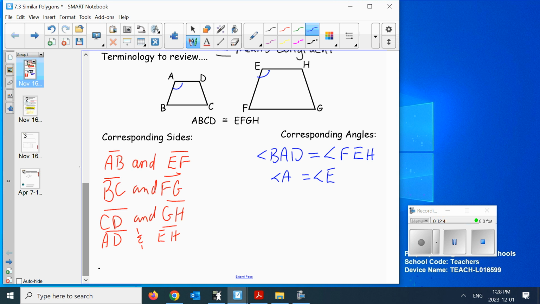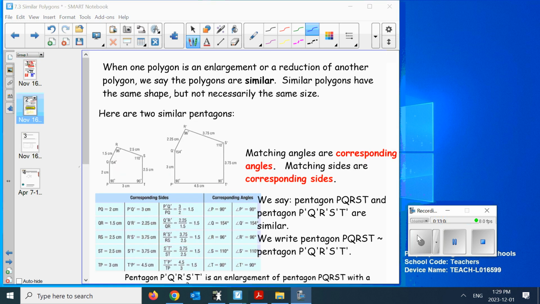Okay, continuing on, then I think this one's pretty simple. Angle B is the same as angle F. I'll switch your order up here. Angle C and angle G. Then angle D.